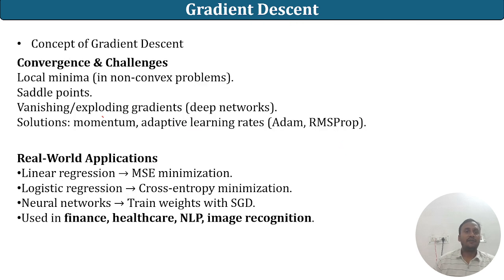If we talk about convergence challenges, local minima occur because it becomes a non-convex problem. Saddle points will also be there, because a saddle point is flat, so we are not able to get any change in the slope. Then vanishing or exploding gradients occur in a deep network, where we are not able to get a clear slope.